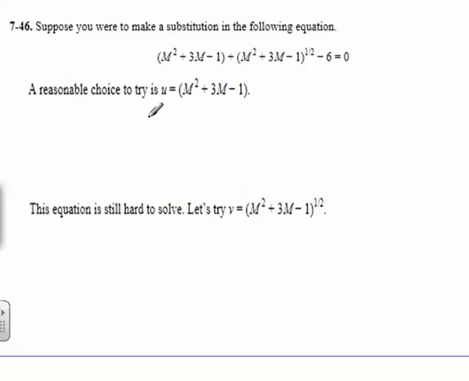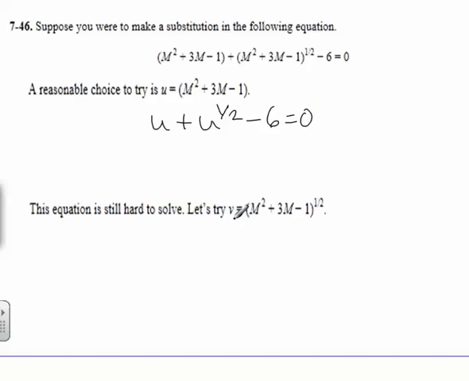So we would have u plus u to the 1/2 power minus 6 equals 0. Now I don't know about you, but I'm not sure how to factor that. I have a power of 1 here and a 1/2 power, and I'm not exactly sure what to do with that. It's still somewhat difficult to solve. So let's try this suggestion here.